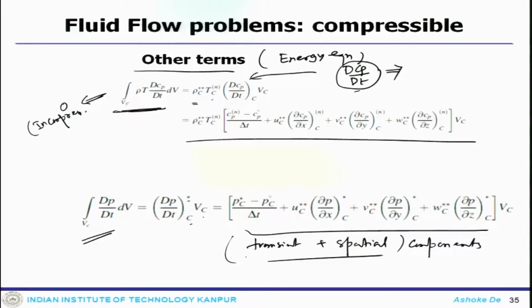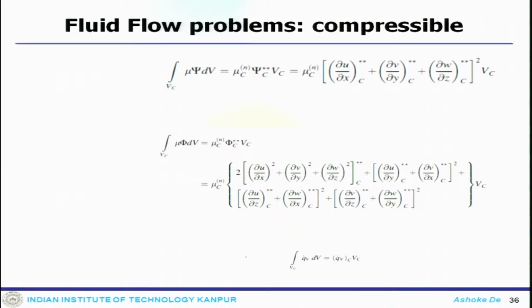So, you need to take that also into account. Now, this is your viscous dissipation term. So, the viscous dissipation term, if you do the volume integral, this will only get you back a volume integral with the corrections.